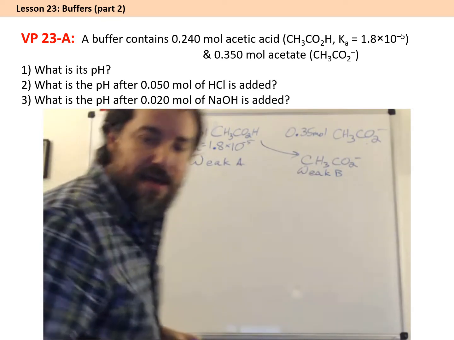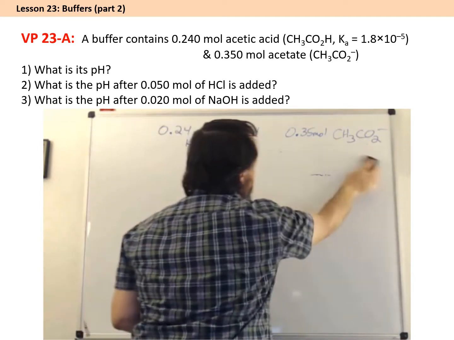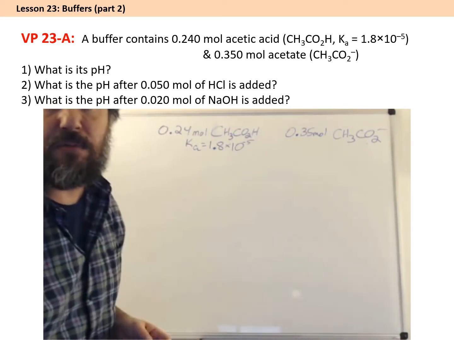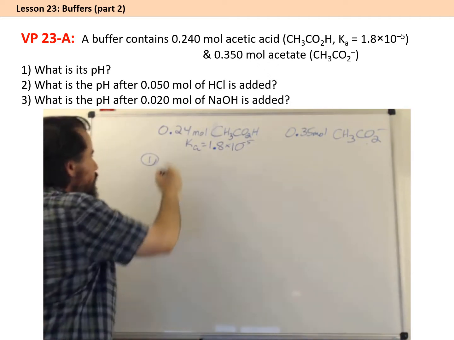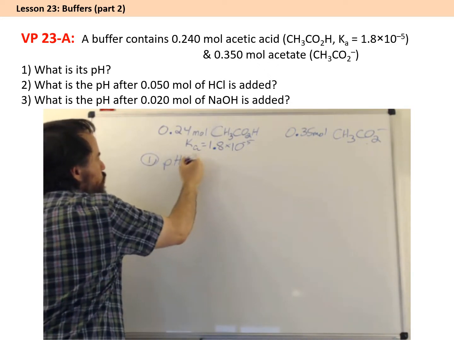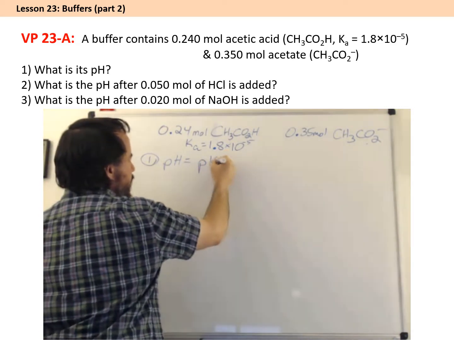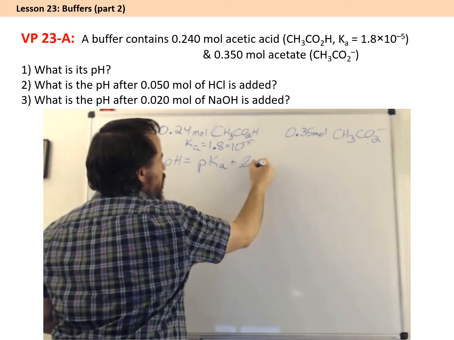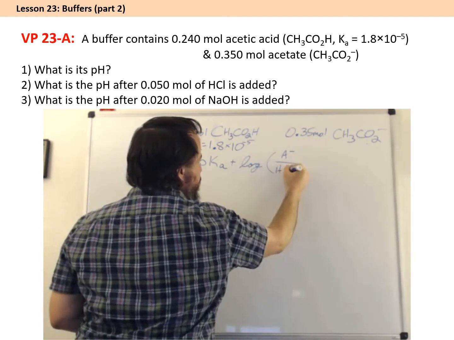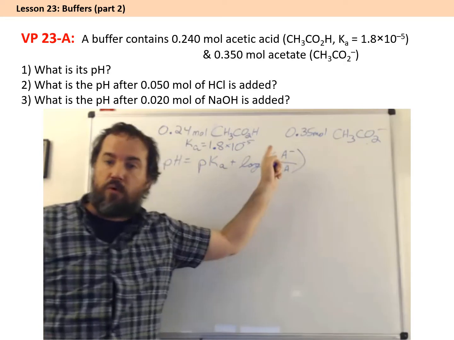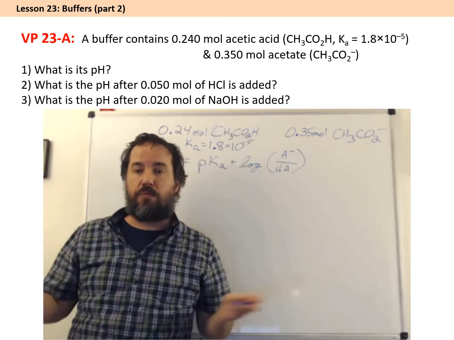All right, so if I want to answer questions about pH, I can use the Henderson-Hasselbalch equation. At the beginning we're asked for its pH. We know that pH equals pKa plus log of A minus over HA. These can either be moles or concentration. In this case, we have moles, so we're going to use moles.